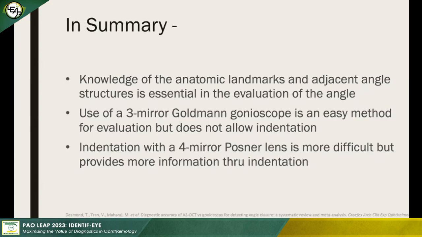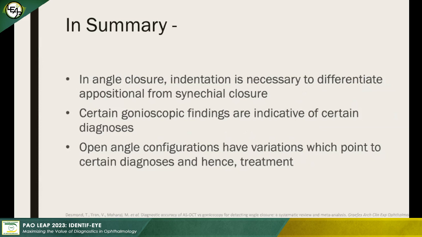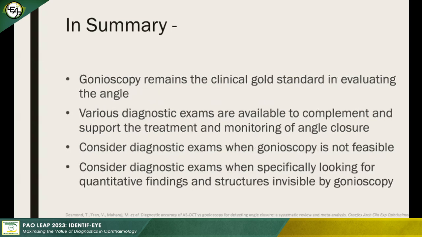So, in summary, knowledge of the anatomic landmarks and adjacent angle structures is essential in the evaluation of the angle. Using a 3-mirror Goldmann gonioscope is an easy method for evaluation, but does not allow indentation. Indentation with a 4-mirror Posner lens is more difficult, but it provides more information. In angle closure, indentation is necessary to differentiate appositional from synechial closure. Certain gonioscopic findings are indicative of certain diagnoses. Open angle configurations have variations which point to certain diagnoses and hence treatment.